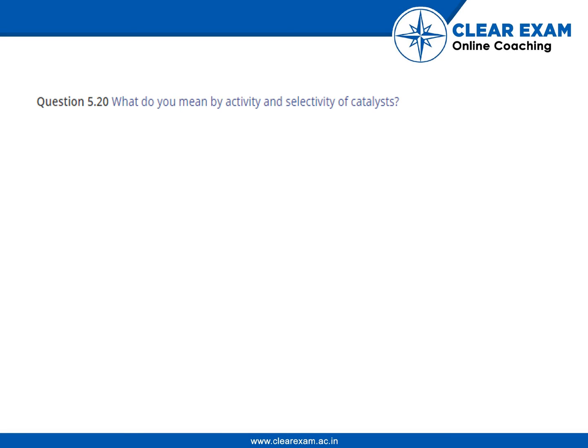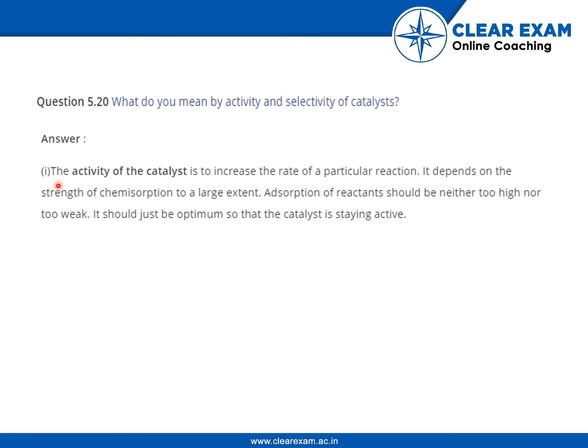The question is, what do you mean by activity and selectivity of catalysts? First of all, we will discuss the activity of a catalyst. Its basic function is to increase the rate of a particular reaction, but in some cases a catalyst is also used to decrease the rate of a reaction. But for the syllabus, it is enough for you to know that the activity of a catalyst is to increase the rate of a particular reaction.